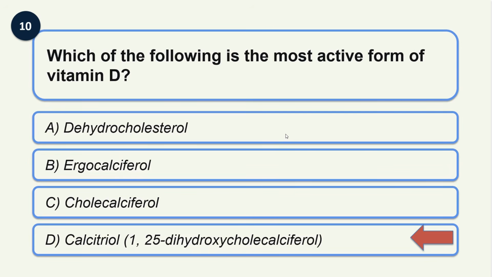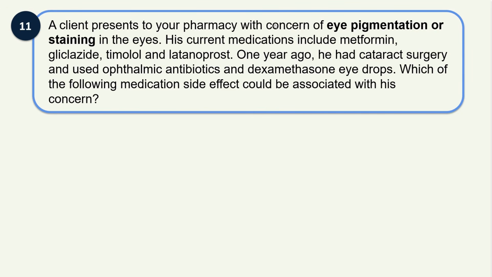Calcitriol is the most active form of vitamin D compared to other vitamin D forms available, such as vitamin D2, ergocalciferol, and cholecalciferol. Calcitriol is the most active form of vitamin D. Next, a client presents to your pharmacy with a concern of eye pigmentation or staining in the eyes.